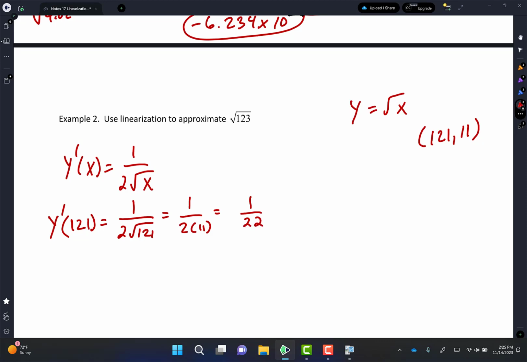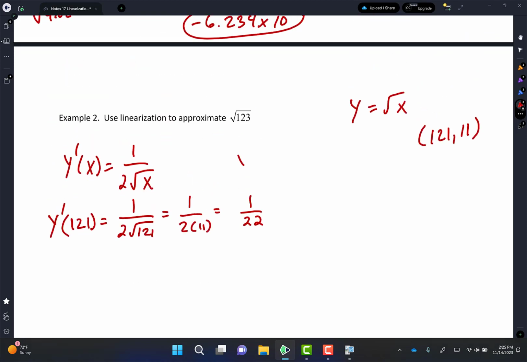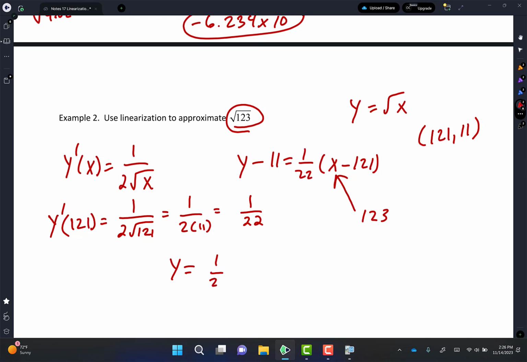So my tangent line is y minus 11 equals 1 over 22, parenthesis, x minus 121. There's my tangent line, and this is what I'm going to use to approximate. They want to know the approximation of the square root of 123, so I'm going to plug in 123 for the x. My approximate y is going to be equal to 1 over 22 times 2, plus 11. I'll write it out for now because we're rookies.